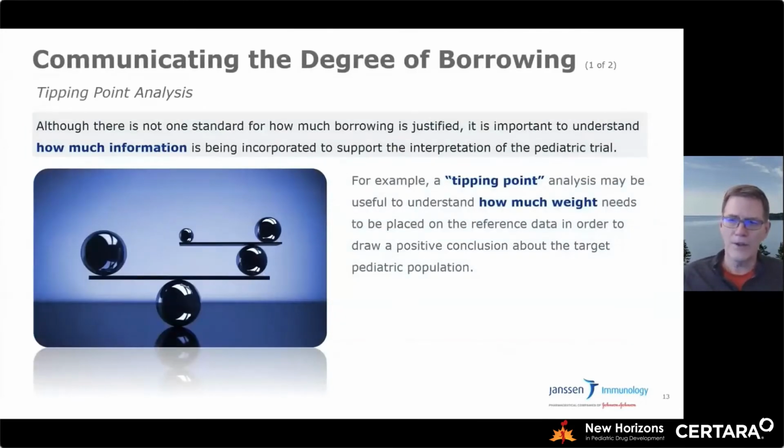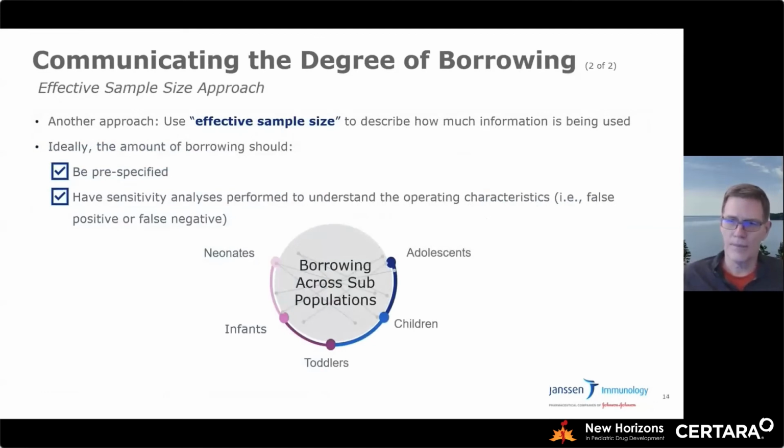Although there is not one standard for how much borrowing is justified, for example, exposure matching borrows 100% of the efficacy data from the target population. It is important to understand how much information is being incorporated to support the interpretation of the pediatric trial. For example, a tipping point analysis may be useful to understand how much weight needs to be placed on the reference data in order to draw a positive conclusion about the target pediatric population.